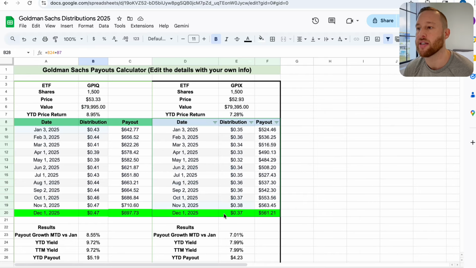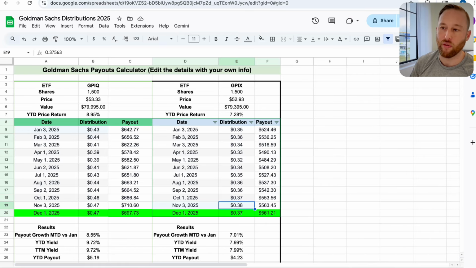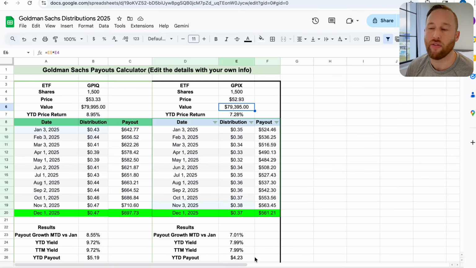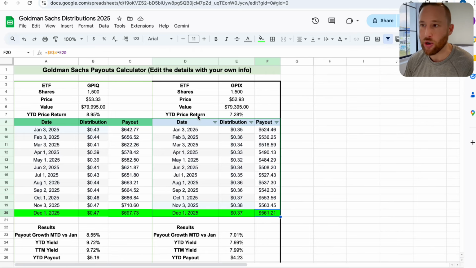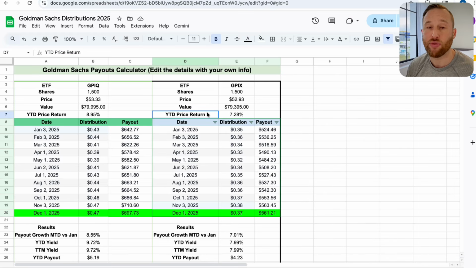Similarly with GPIX, 37-cent payout, which is right in line with what we've been seeing in October, November, and December. So 37-cent payout on 1,500 shares at an 80K value, you would have had a payout of $561 for the month. And their year-to-date price return is 7.28% for GPIX. So again, really good distribution and good price appreciation.